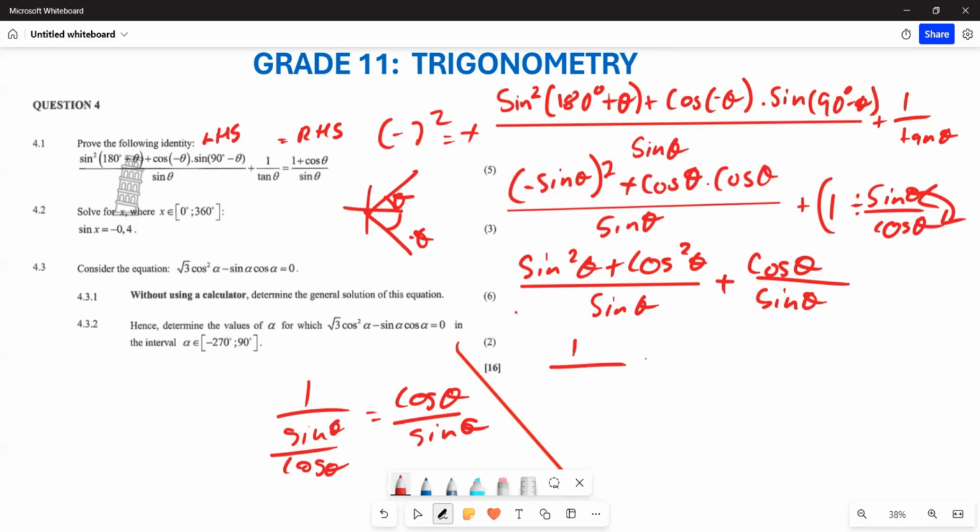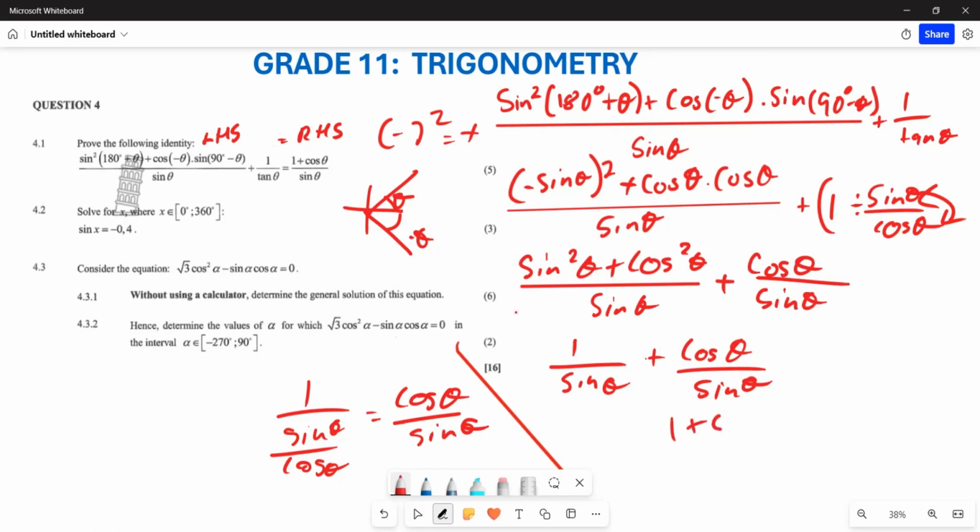So which means this is the same as 1 over sine theta. Remember, this is an identity, which is 1. So this is 1 plus what? This is plus cos of theta over sine of theta. Right? Now, what is it that you can do now after here? Look, your denominator is the same. So since your denominator is the same, you can write everything under one roof, right?